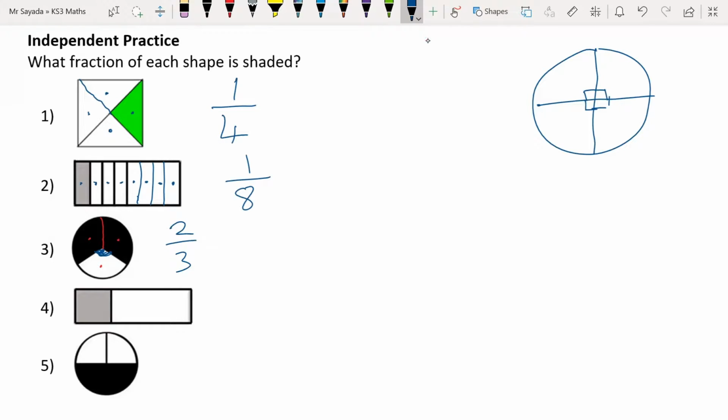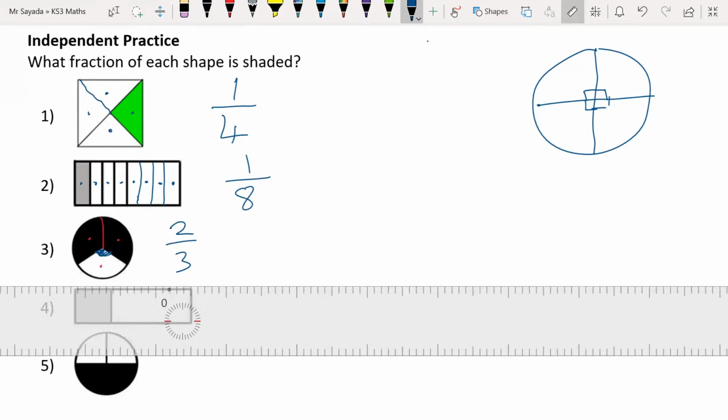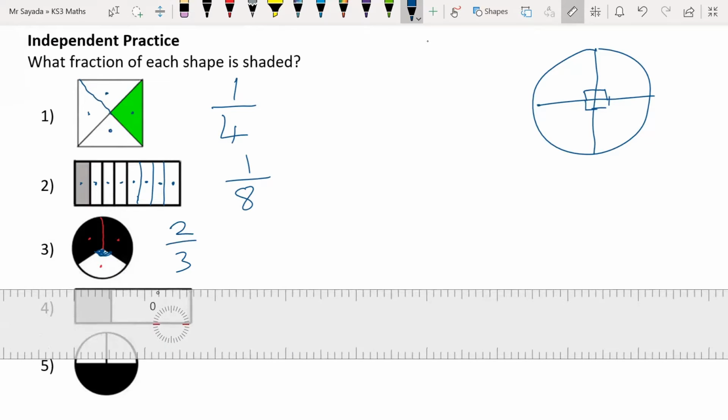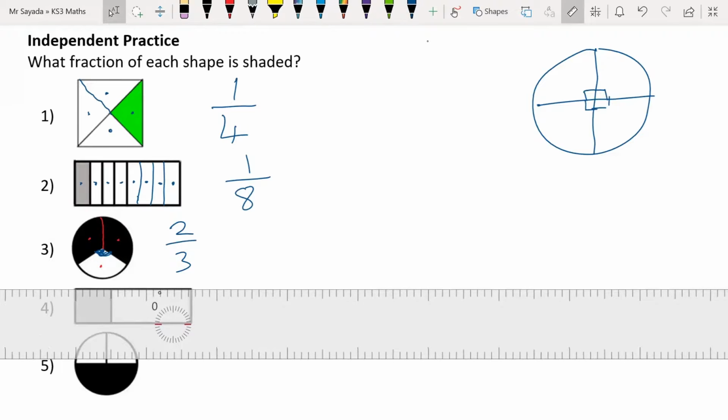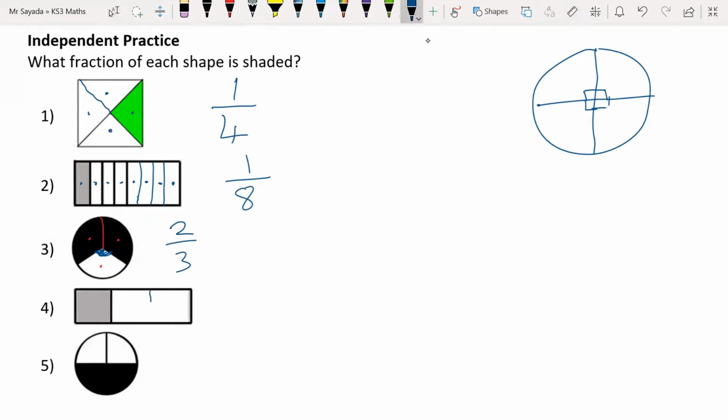For the next one, I can see that the shape has been split either into 3 parts or 4 parts. So a good thing to do here would be to get a ruler and measure exactly what's going on. If I use my ruler, I can see that it's been split into 3 parts, not 4. So draw that line. There's 3 parts altogether. 1, 2, 3. How many are shaded? Just 1. So it's 1 over 3.